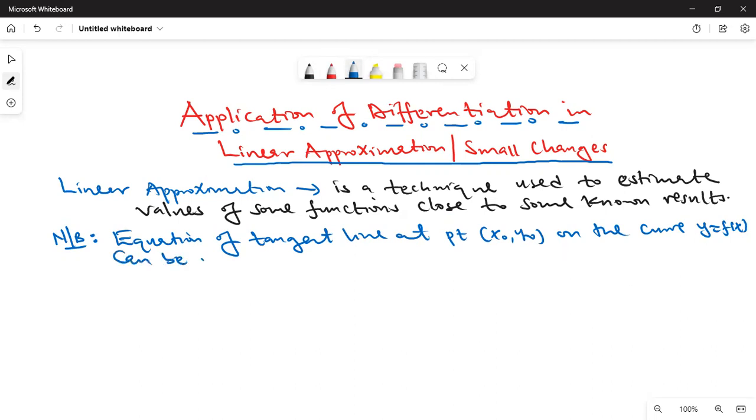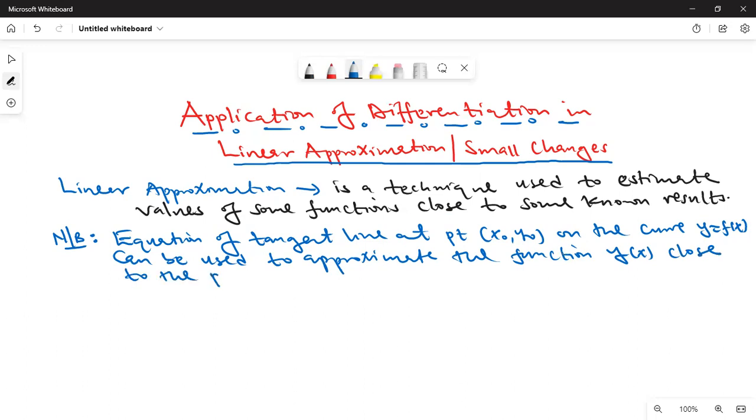Can be used to approximate the function y of x, or y equals f of x, close to the point x0, y0. Now, how do you find the gradient of a curve at a point? It is simply equal to the gradient of the tangent line to that curve at the same point.